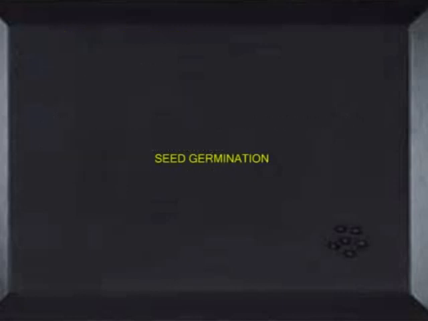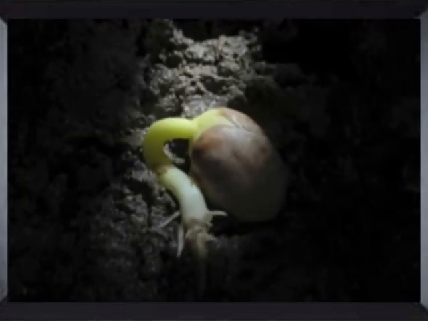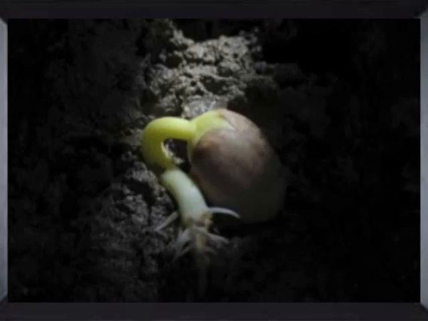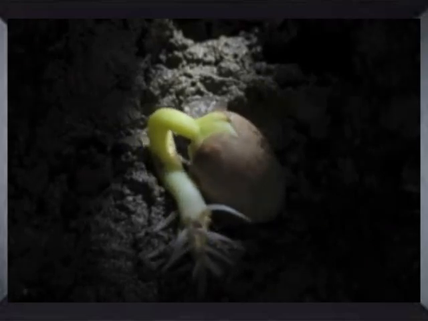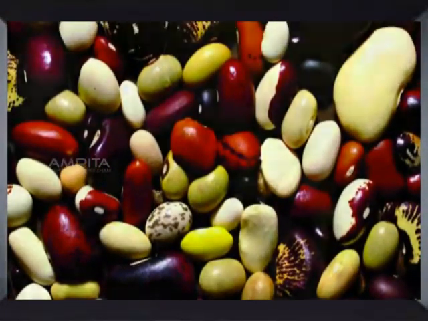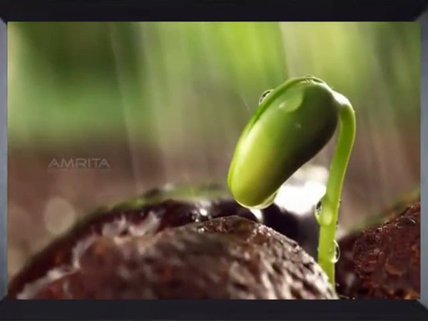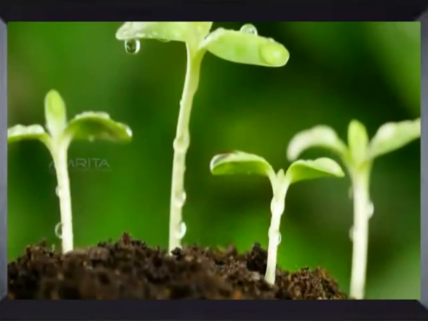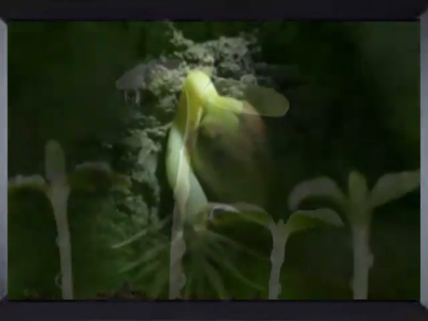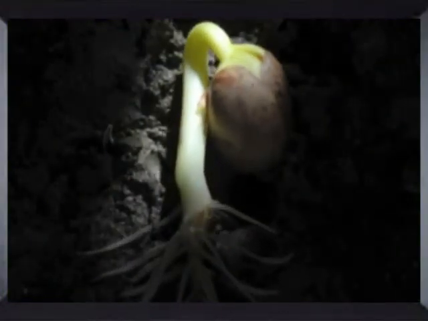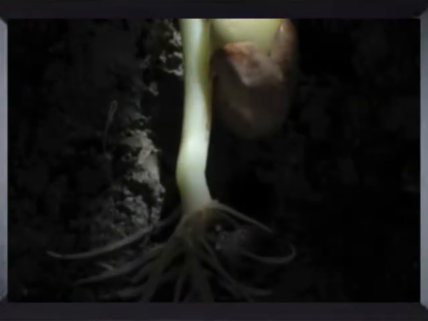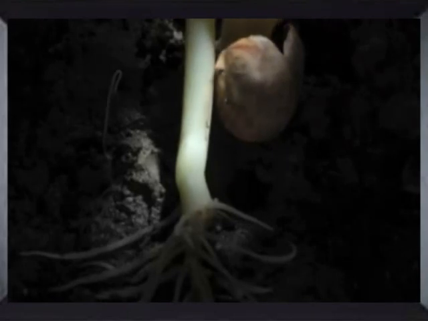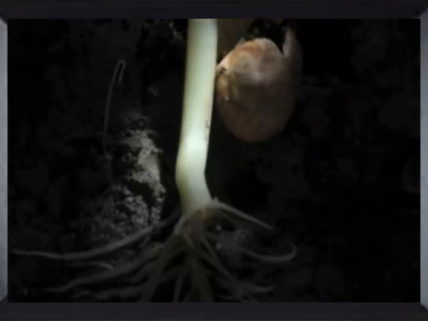Germination of seeds. The process by which the seed develops into a seedling is known as germination. It refers to all the changes that take place when a seed becomes a seedling. At the beginning of germination, water is absorbed into the seed through the micropyle in a process known as imbibition and causes the seed to swell.